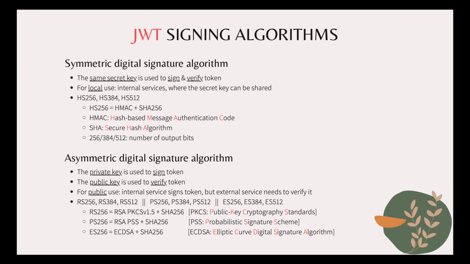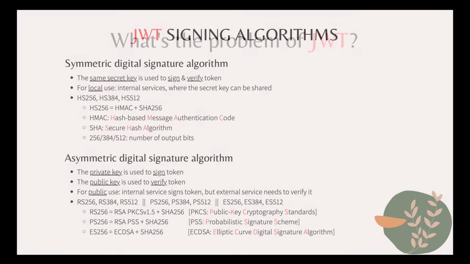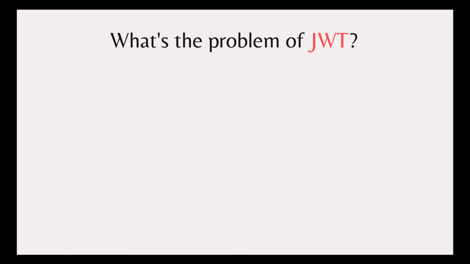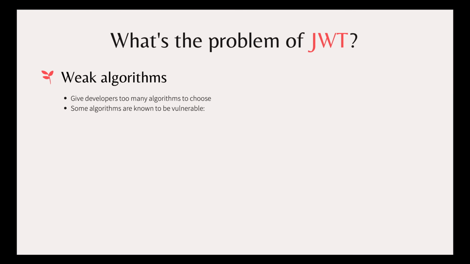Okay, so far it sounds like JWT is a good standard, and it gives us a lot of flexibility to choose whatever signing algorithms we want. So what exactly are its problems? Well, the first problem is weak signing algorithms. JWT gives developers too many algorithms to choose, including the algorithms that are already known to be vulnerable.